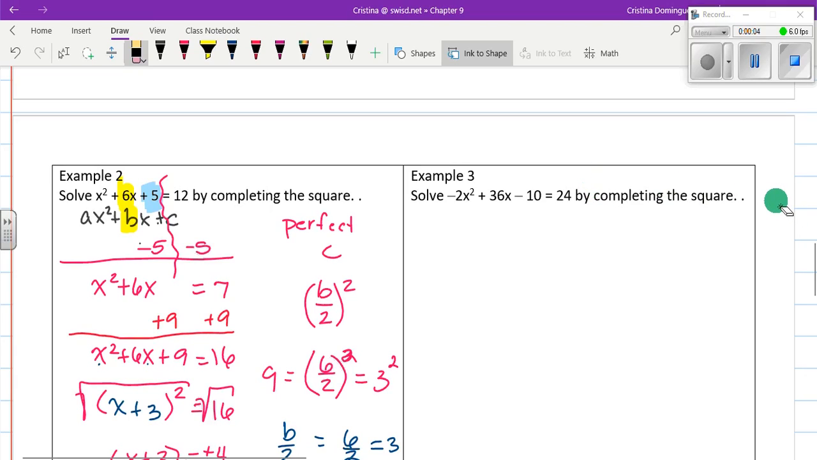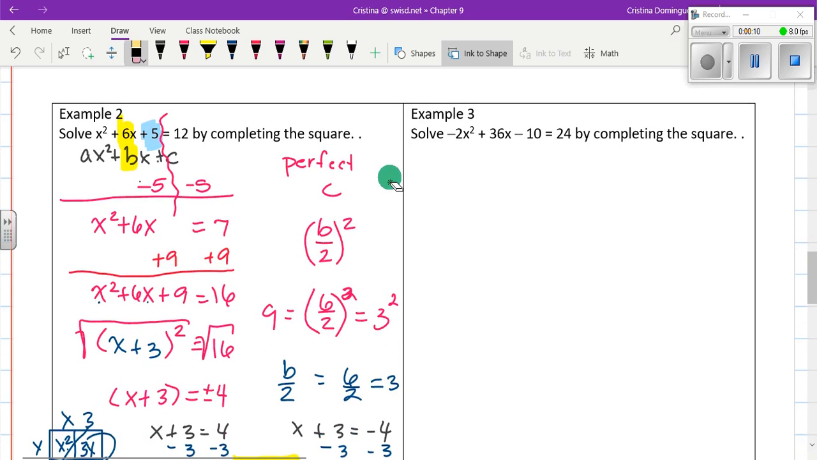We're here for part 2 of 9-4, and we're picking up where we left off with example number 3. So let's go ahead and solve this. Negative 2x squared plus 36x minus 10 equals 24 by completing the square.